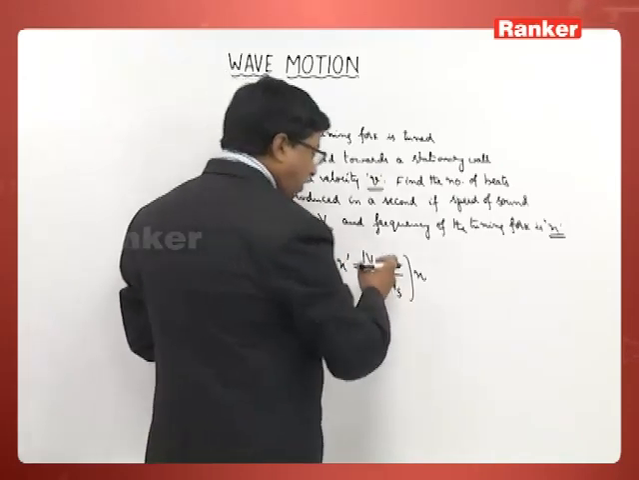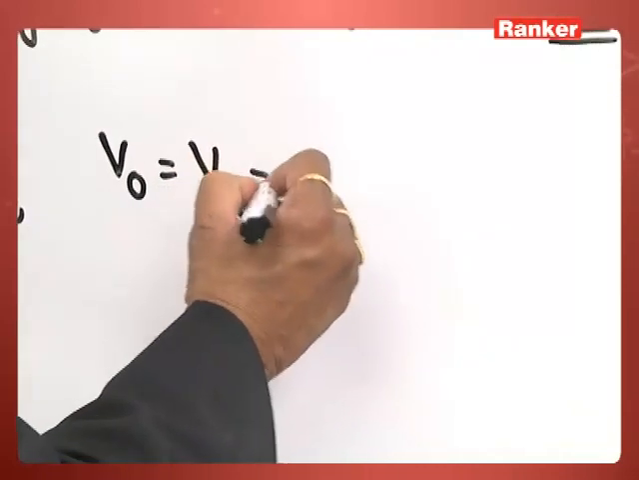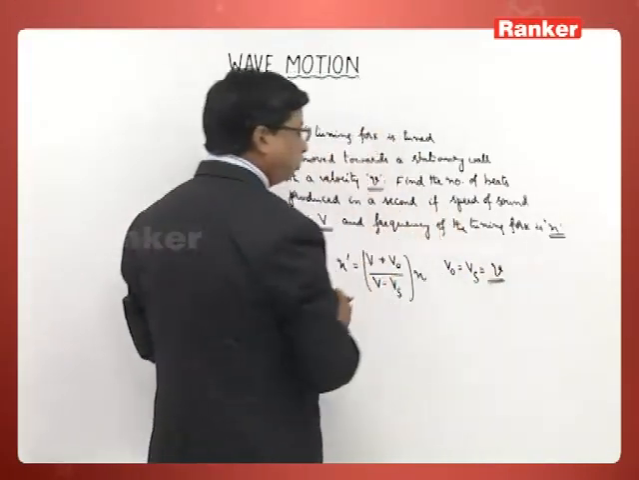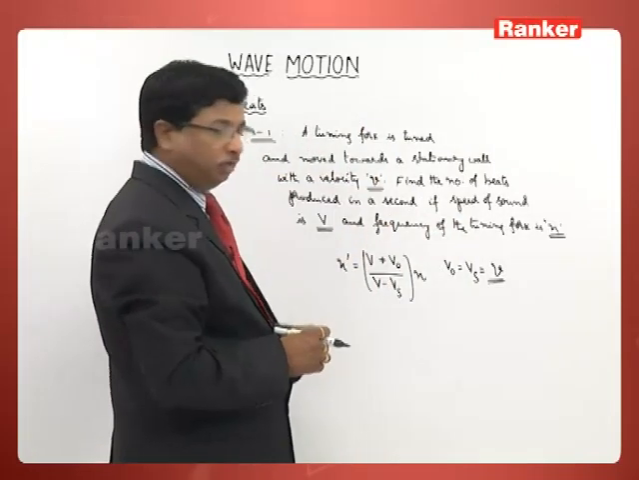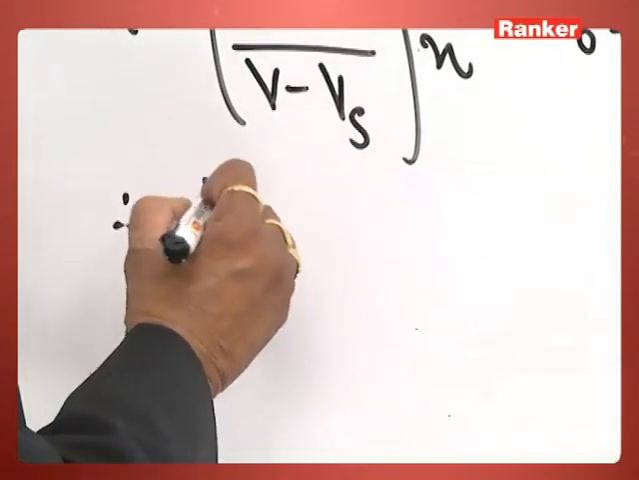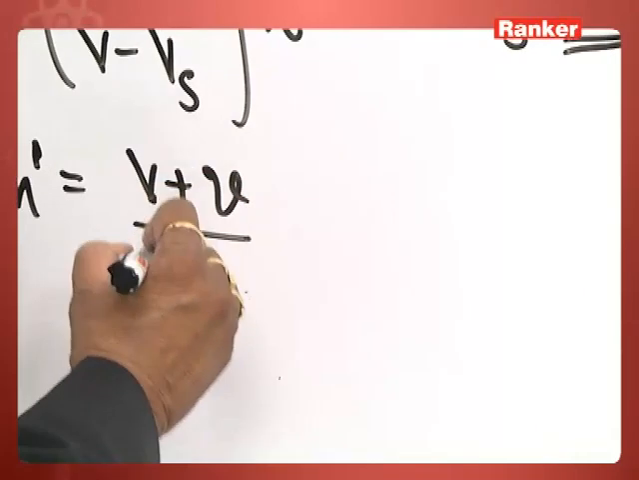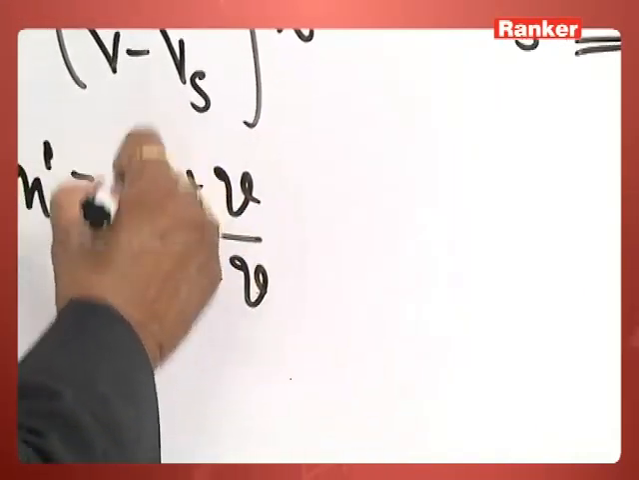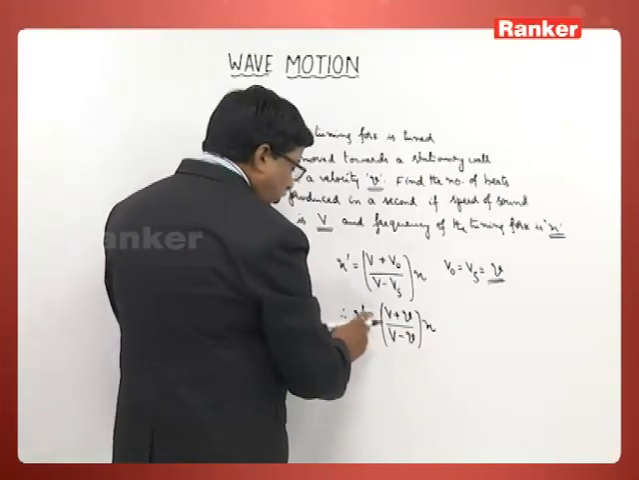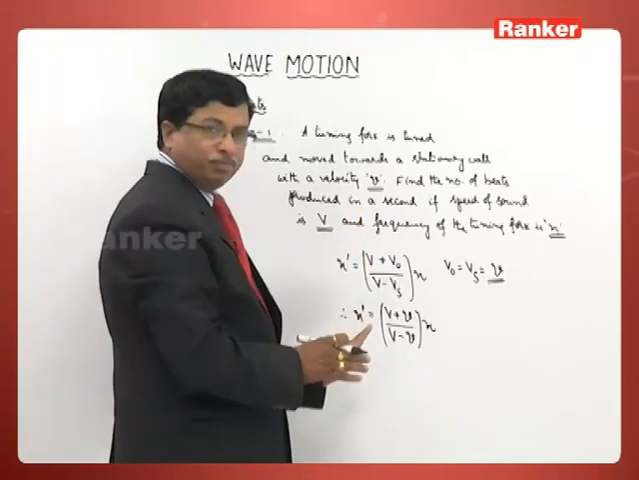But what is what out of this? Whether you call it Vo or you call it Vs, both are equal to the speed of the tuning fork in this case. So, what would be the formula for N dash now? Therefore, the apparent frequency now will be (V plus v) by (V minus v) into N. You will be able to get the value of the apparent frequency of sound that is heard over there.